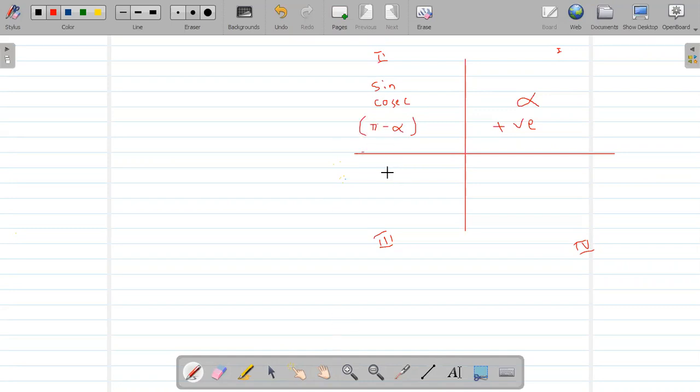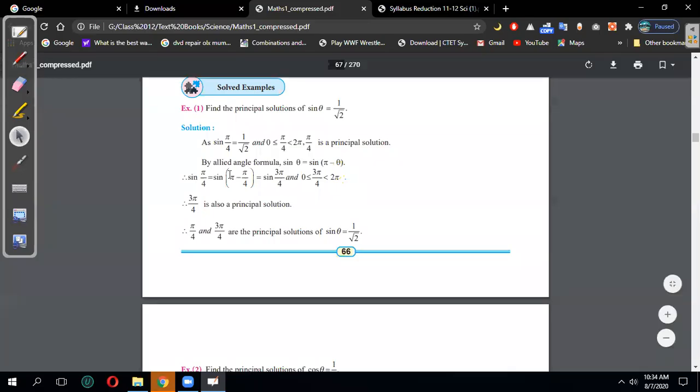Similarly, in the third quadrant, tan and cot are positive and their formula is pi plus alpha. And in the last, cos and sec are positive and their formula is 2 pi minus alpha. If you remember this, you will easily solve each and every question related to principal solution and general solution. You can even solve them orally.